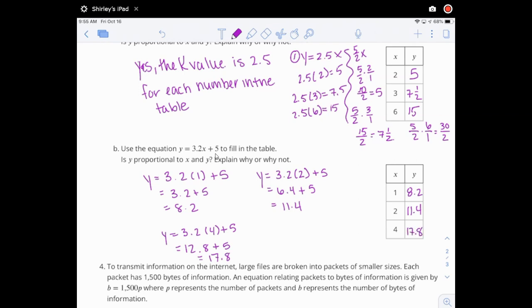So is it proportional? And again, two methods now. You can still go the table route and divide 8.2 divided by 1, 11.4 divided by 2, 17.8 divided by 4. You're not going to get that same number. It's not proportional. My equation also tells me that. Because I'm adding this 5 here, it is not proportional. No, adding 5 does not create a constant pattern. It's not in the form of y equals kx.